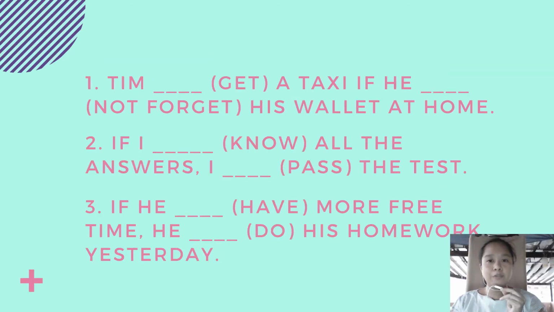Now let's complete the following sentences. Do not forget the format that we had earlier, so we can complete the sentence showing third conditional sentence or your past unreal conditional sentence. For number 1, Tim blank, your verb is get, a taxi if he blank not forget his wallet at home. What form of the verb will complete this sentence? Yes, Tim would have gotten a taxi if he had not forgotten his wallet at home.